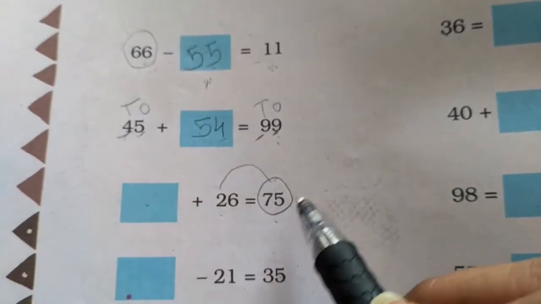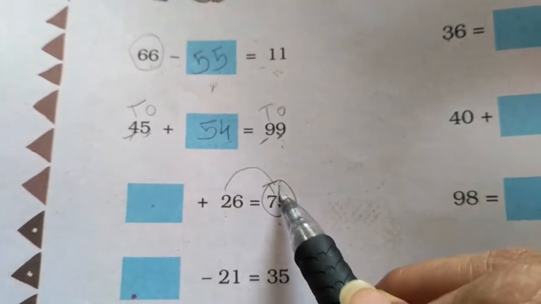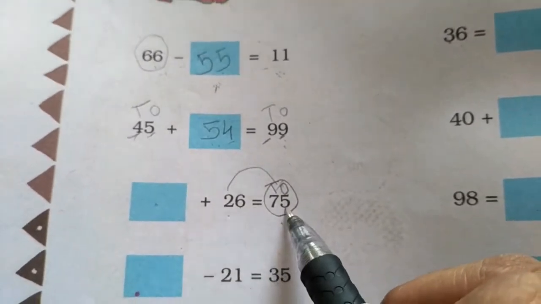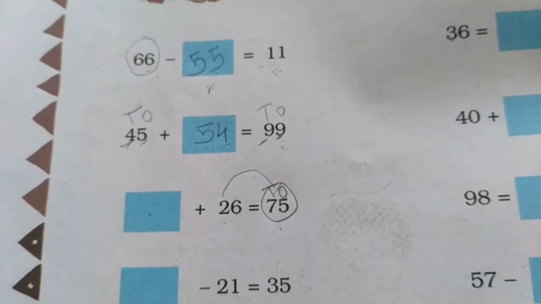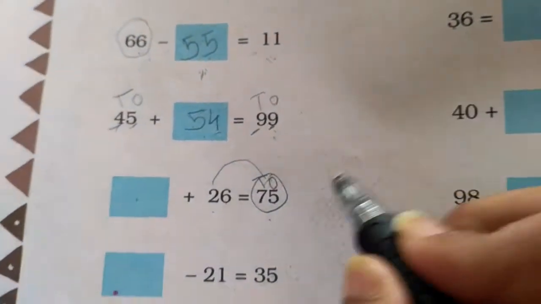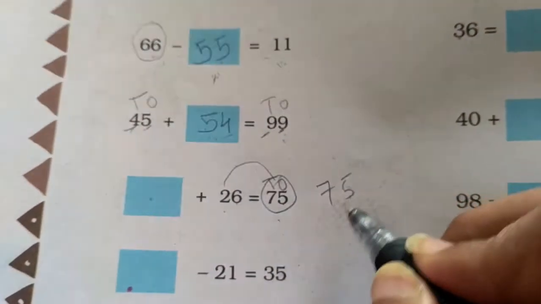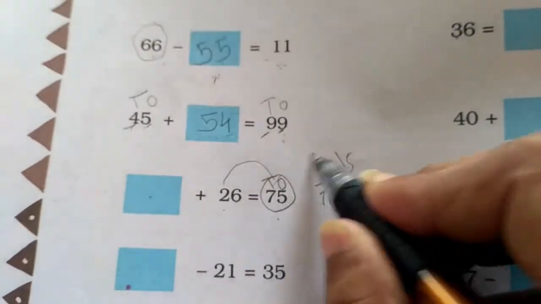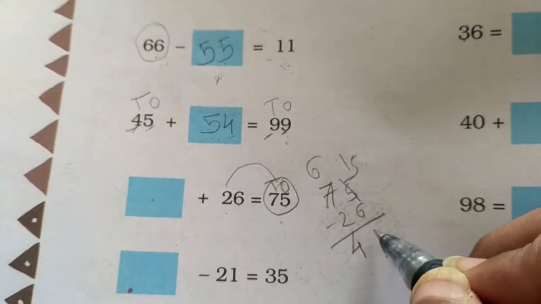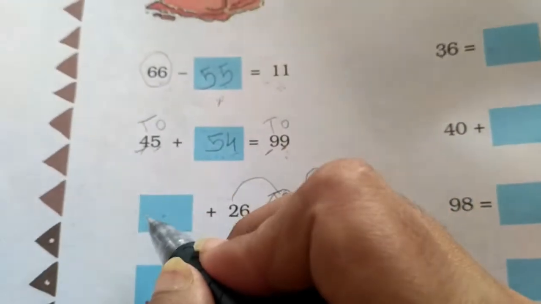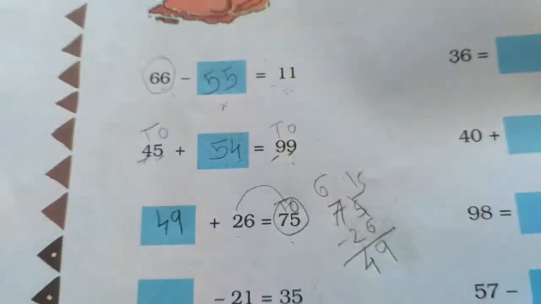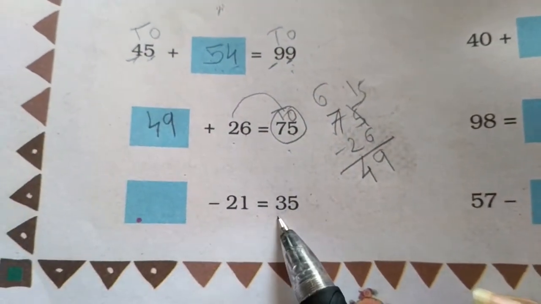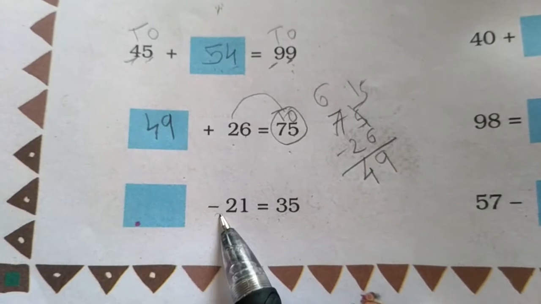Same thing, 75, tens, ones. Okay, 5 minus 6, not possible. So what will you do in this? Definitely borrow लेना पड़ेगा, like this. 15 minus 6, 9 and 6 minus 2, 4. So here is 49. Next again, here you are getting the subtraction.